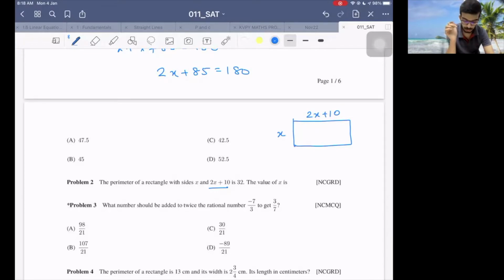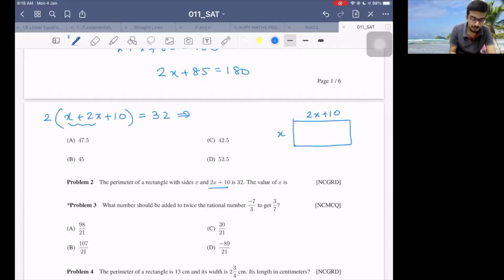Yes, cool. That's very good. We have 2 times x plus 2x plus 10 is equal to 32. So from that, you can combine these terms. By the way, you can take 2 to the other side. So we have combined these two terms as well. We have 3x plus 10 is equal to 16. So we have 3x is equal to 6. x is equal to 2. x is equal to 2 is the right answer.